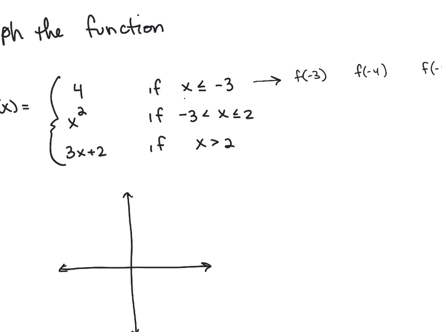This one's a little unique. The rule of this function is that regardless of what the x value is, or the input, the output is always going to be 4. The output is never going to change from 4. So again, regardless of what we plug in for x, the output is always going to be 4.